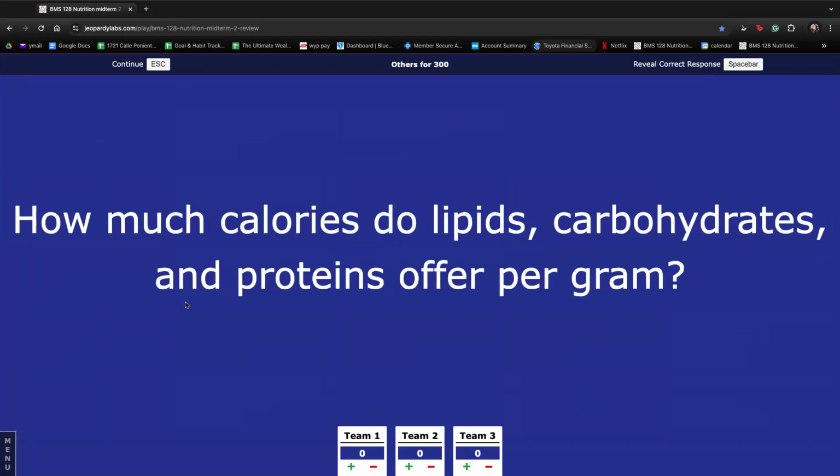How many calories do lipids, carbohydrates, and protein offer per gram? The hint is 2 of them have the same number, so it's kind of easy to remember. Yep, carbs have 4. And proteins have 4. You're right, Riley? And 9 for fat.